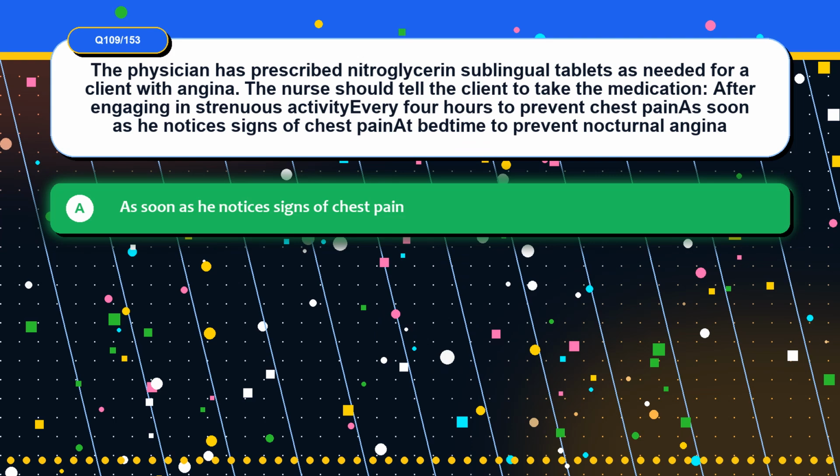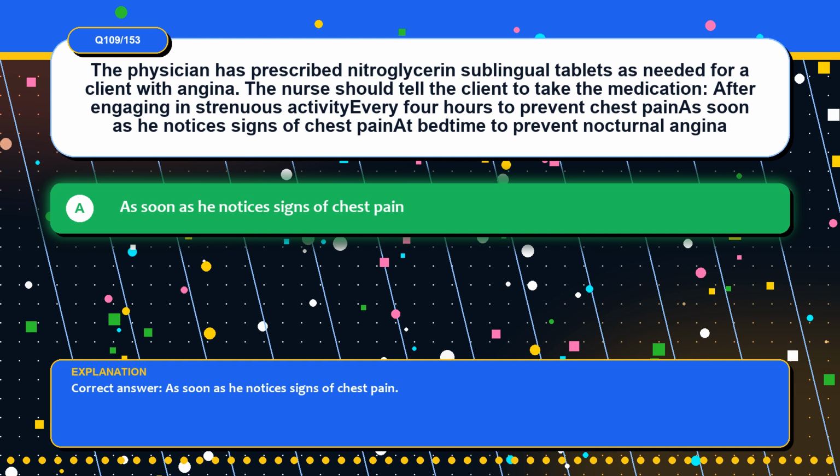The correct answer is option A. As soon as he notices signs of chest pain.